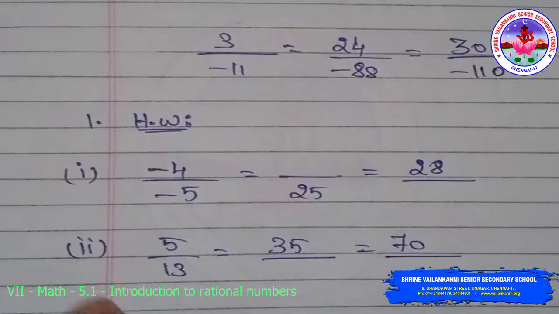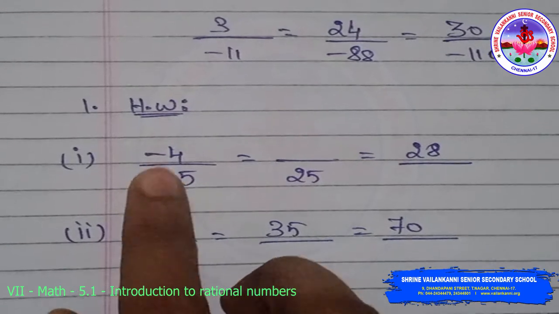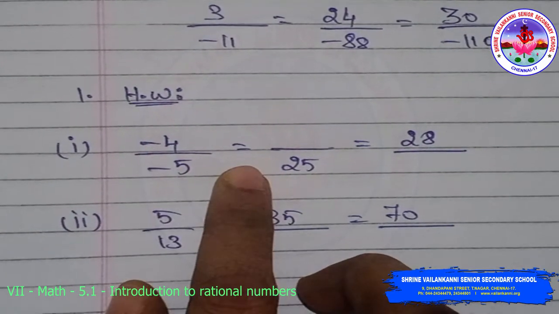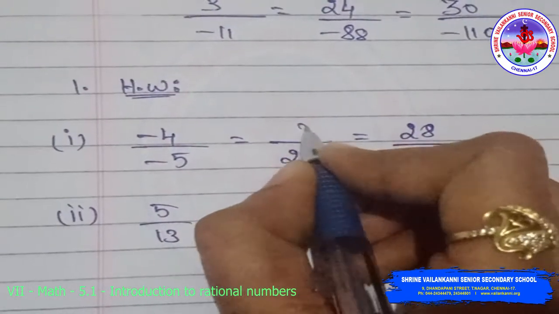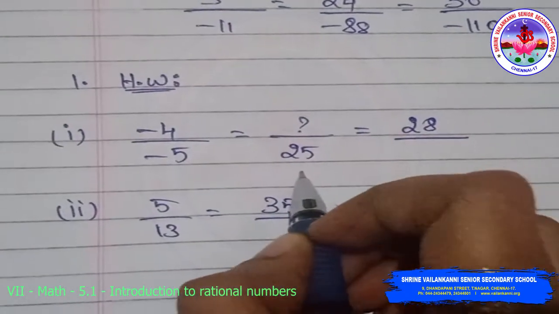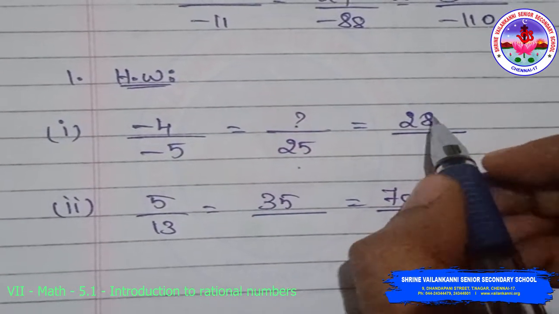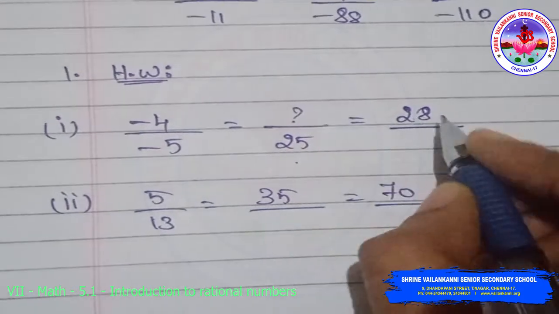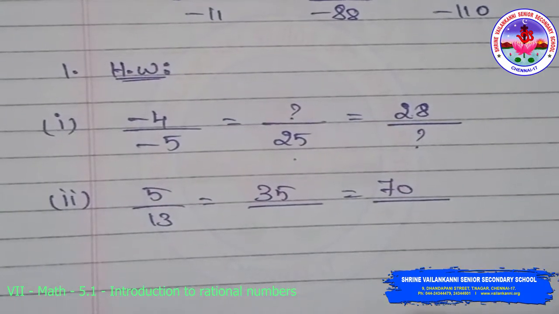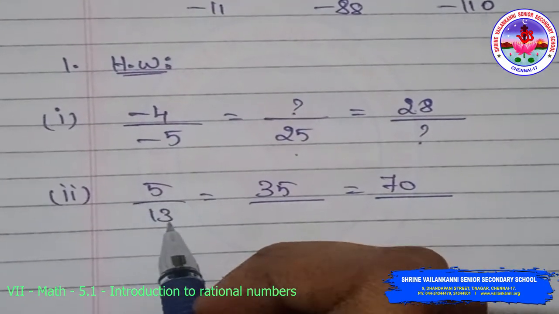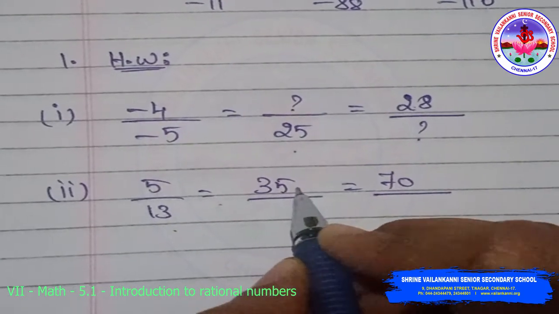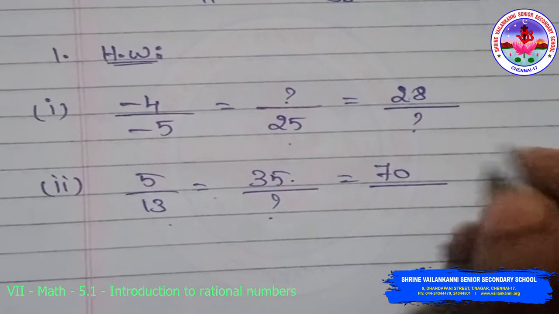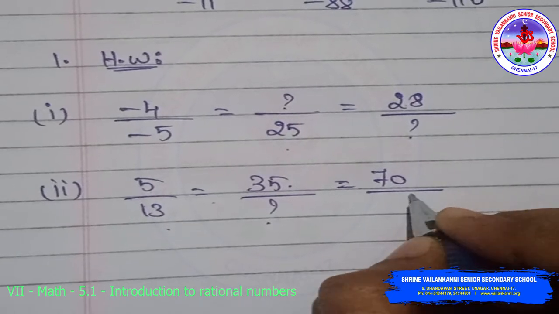Homework sum, first question. Negative 4 by negative 5 is equal to, what is the numerator, and the denominator is 25, is equal to, the numerator is 28, find the denominator. Second question. 5 by 13 is equal to, the numerator is 35, find the denominator, is equal to 70 by, find the denominator.